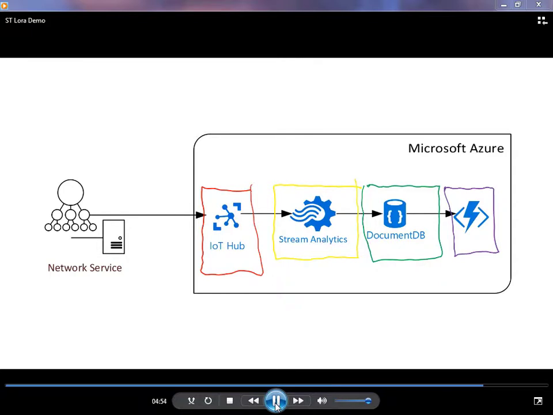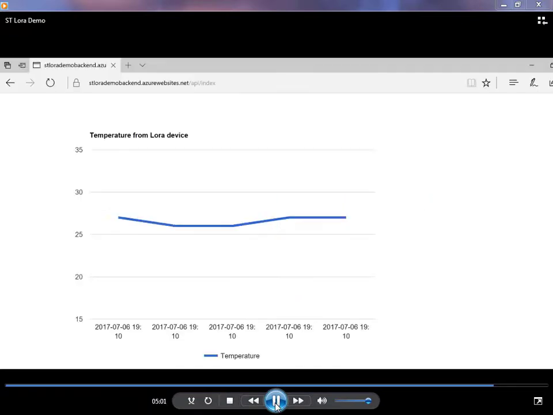This is very basic IoT solution you can use. And the result looks like this. This is the chart showing real-time data from LoRa devices connected to a network service. Everything runs in the cloud, so you can visualize data from thousands of devices, and it will scale automatically, and you will not need to run your own data center.